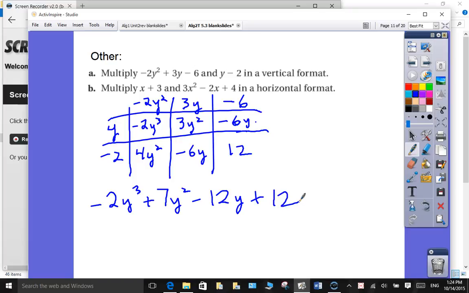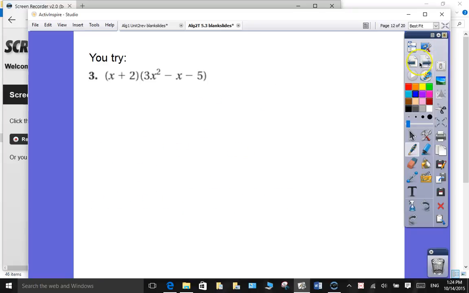So if you find that useful, you can use that. I would call that using a grid. So try those two. In any way you want, try those two.